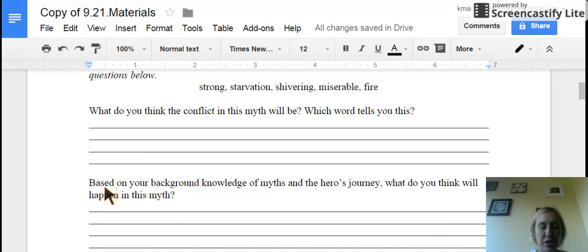And then the second question is based on the background knowledge of myths and hero's journey. What do you think will happen in this myth? So based on strong, starvation, shivering, miserable, and fire, what do you think will happen in this myth?